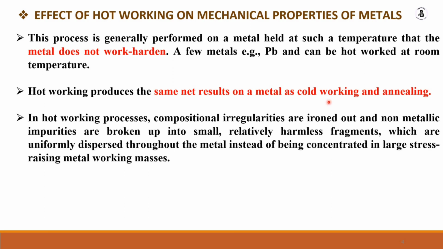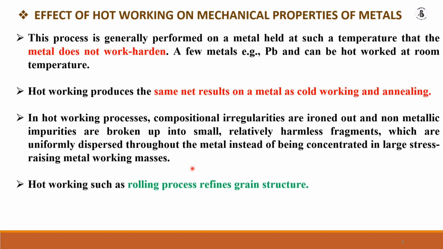Then, in the case of the hot working process, the compositional irregularities are ironed out and non-metallic impurities are broken up into small, relatively harmless fragments which are uniformly dispersed throughout the metal instead of being concentrated in large stress-raising masses. In hot working, the rolling process refines the grain structure. So according to its structure, it will have different properties.